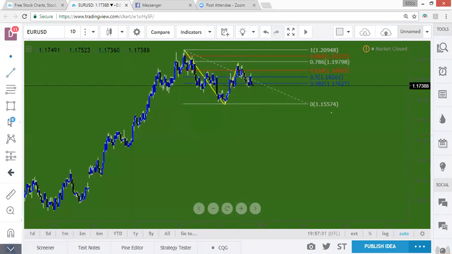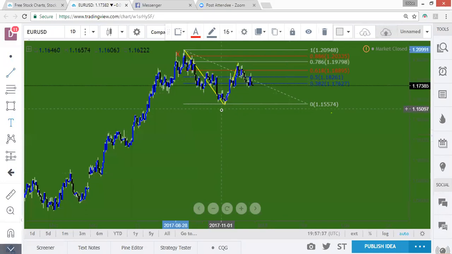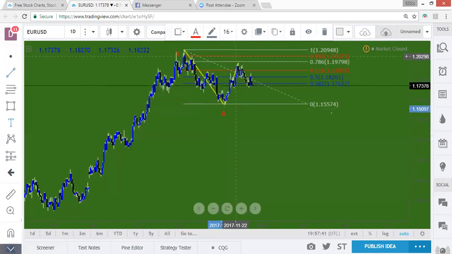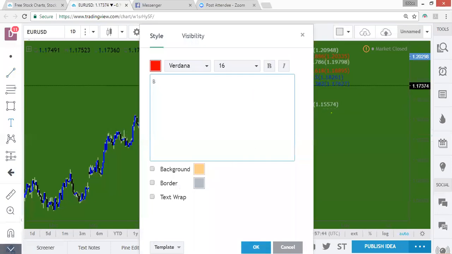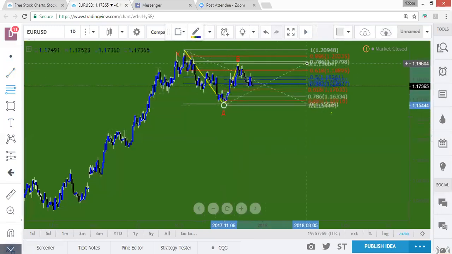So I can assume that what I have here is X, A, B right here. Now, I've got to project the XAB move for this to be a valid Gartley pattern. I'd be needing the price from X to A to come down to the 618, and it just about does.